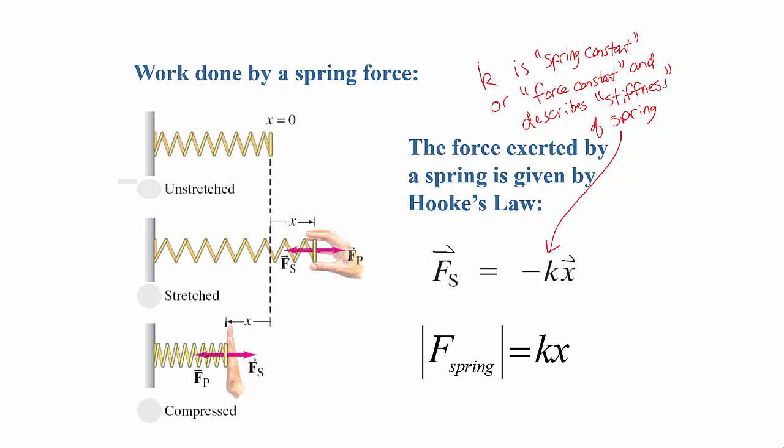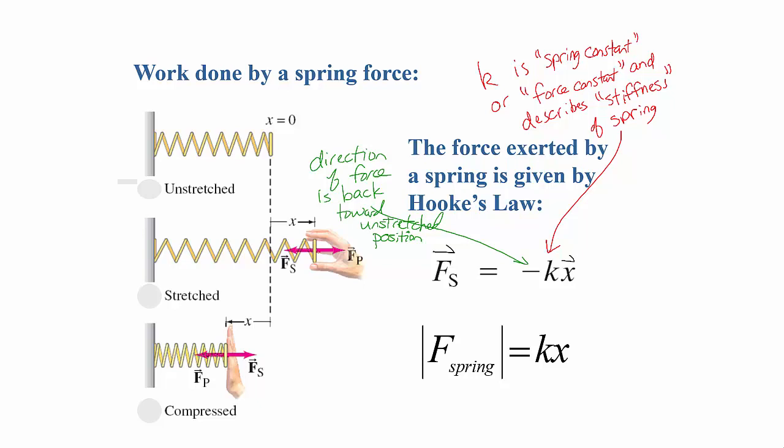And so what that's saying is that the spring force vector is in the opposite direction of x. That negative sign means that the direction of the force is back towards the unstretched position. So in the second diagram that shows the spring being stretched to the right, the spring force is back to the left towards its unstretched position. Or in the third case, where the spring is being compressed to the left, the spring force is to the right, back towards the unstretched position.